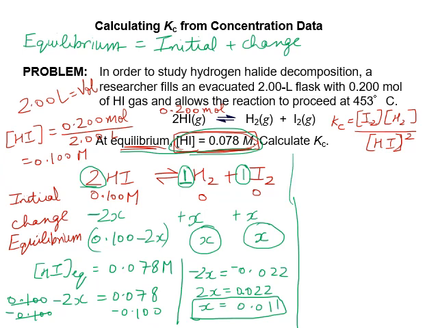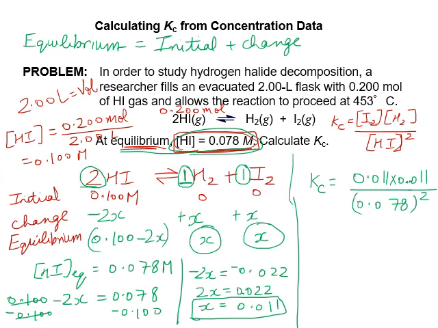So now if I plug these values in, Kc is going to be x, which is 0.011, multiplied by hydrogen, which is also x, 0.011, divided by HI, which was 0.078 squared. So again, where am I getting these values from?